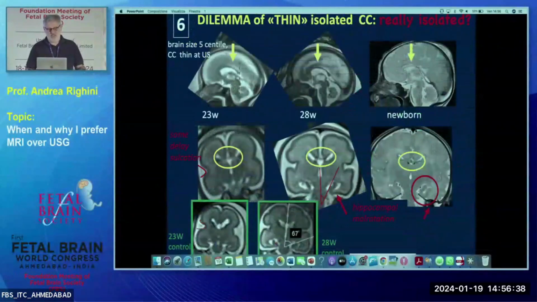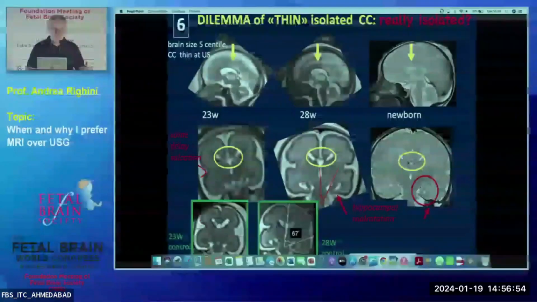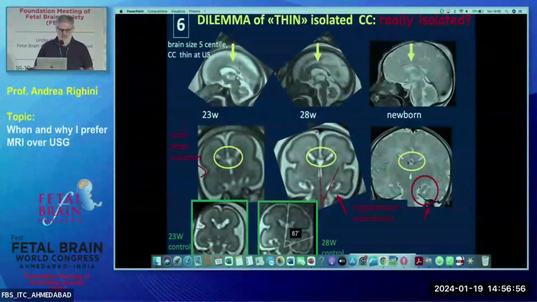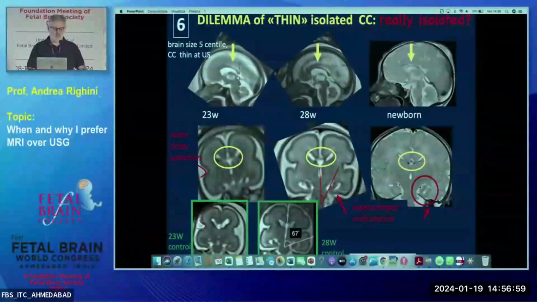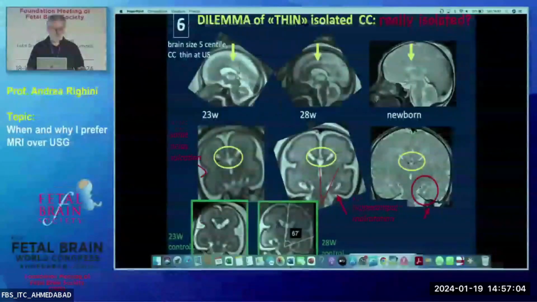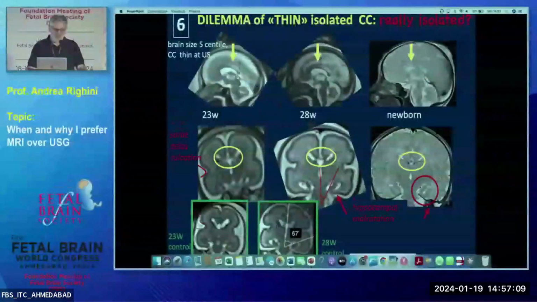Sometimes, as another example, you have a dilemma because the corpus callosum is thin, but probably normal. You don't know, you are not very sure. So what you have to look at, as we said in the example before, is other things. Look at the operculum. As Professor Guibault also showed yesterday, the operculum is very important, especially if you compare with how the operculum should be in an age-matched control. Look at the hippocampus rotation, and this anomaly was confirmed in this case postnatally.